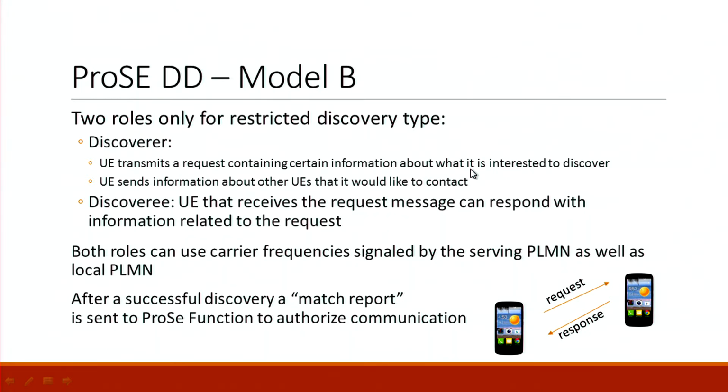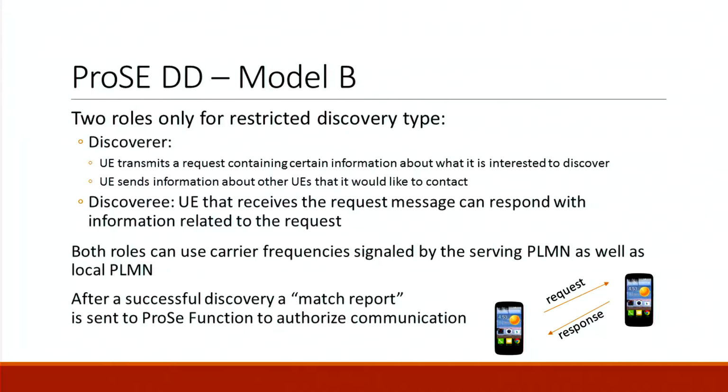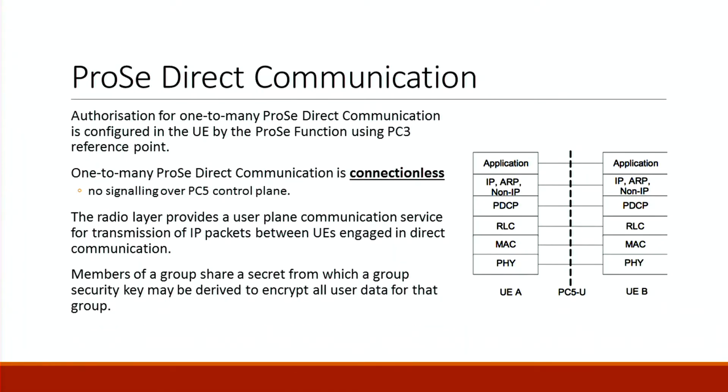Both Model A and Model B, when they finish, so when you complete the discovery, you return a match report to the process function that will authorize the communication. So once you have completed this procedure, you need to say, okay, process function, I have discovered this guy. Can we talk? Can we start communicating? The process function will return authorization for communication. Okay? The direct communication at this point can take place.